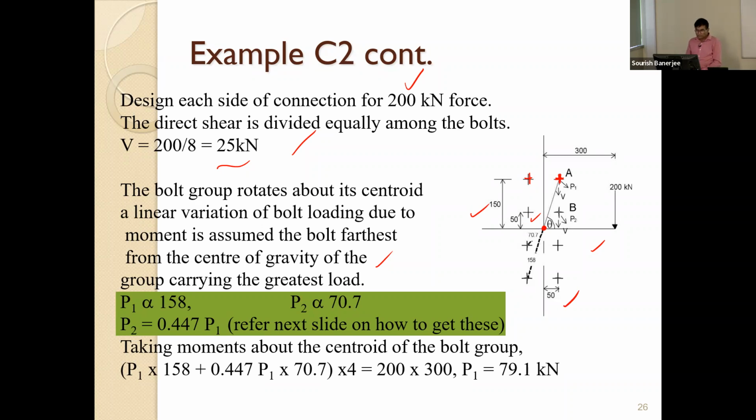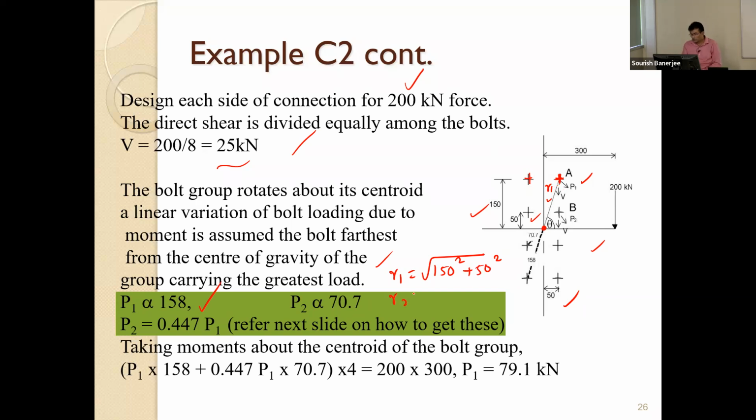So one could say that if this bolt is P1, the bolt shear force is acting normal to the radius. See, this is the radius, so normal to the radius. Based on the assumption, P1 will carry a force proportional to 158. What is 158? 158 is basically the radius. If you say this is R1, it is given by the square root of 150 squared plus 50 squared. So that's the radius for bolt 1.